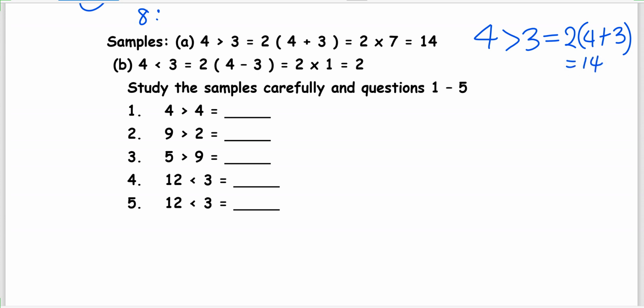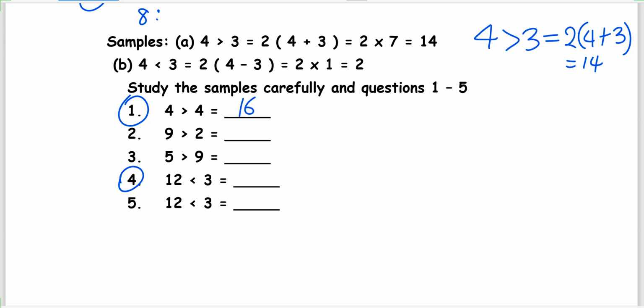Then the other one, you subtract the two numbers that you have, then you multiply your answer by 2. 4 minus 3 is 1. 2 times 1 is 2. Okay, so that is what we do. Now, I'll talk about number 1 and number 4. Number 1 is the first sample, which will add the two together and multiply by 2. So 4 plus 4 will give us 8. 8 times 2 will give us 16.